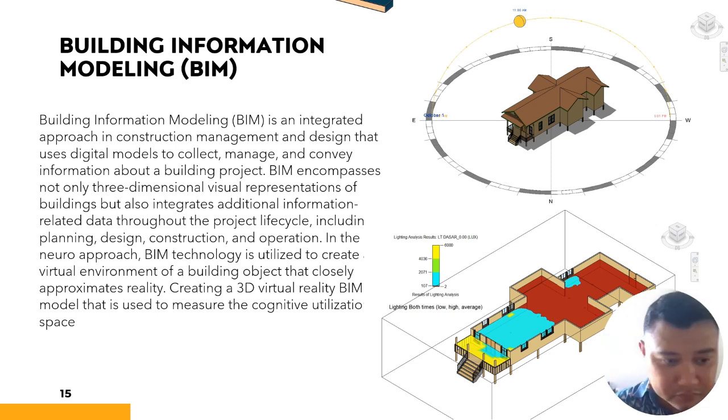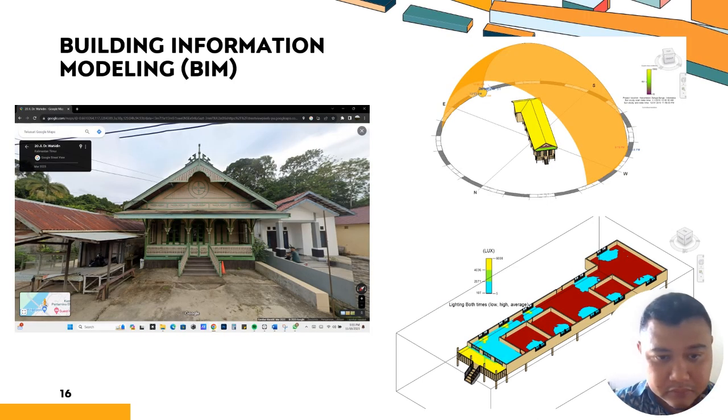2025. This is an example, the same way with BIM Revit. This is for simulation of the sun path.